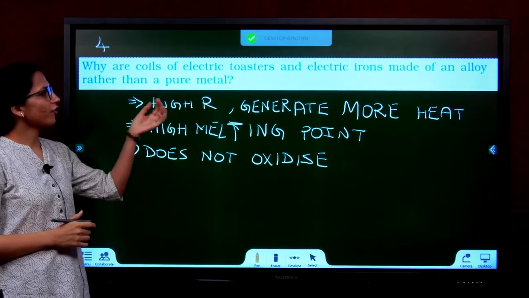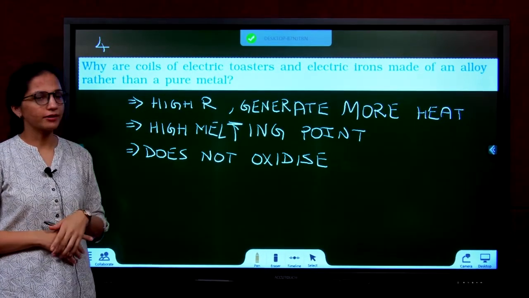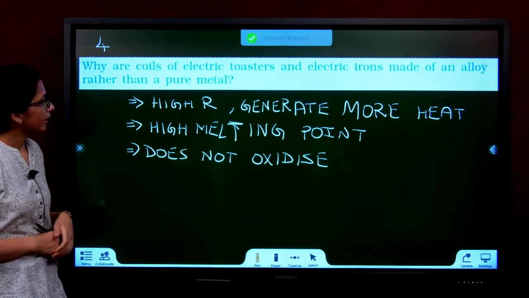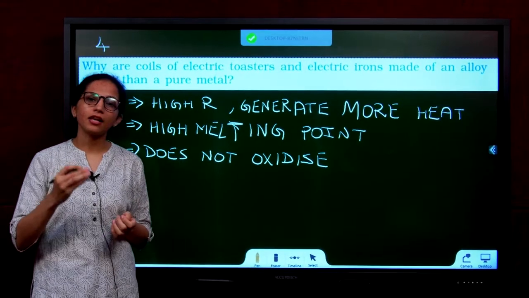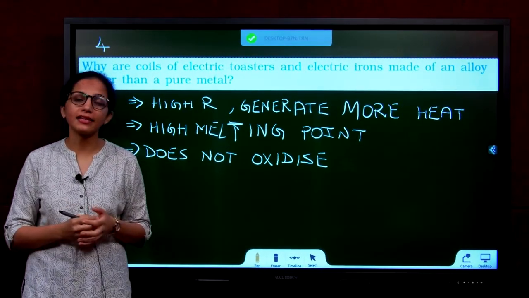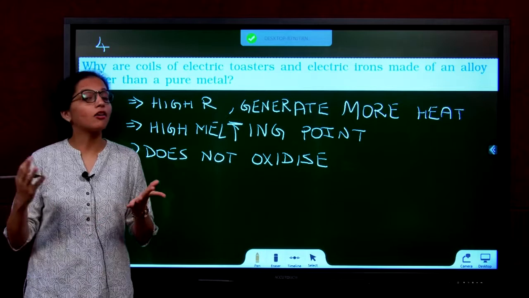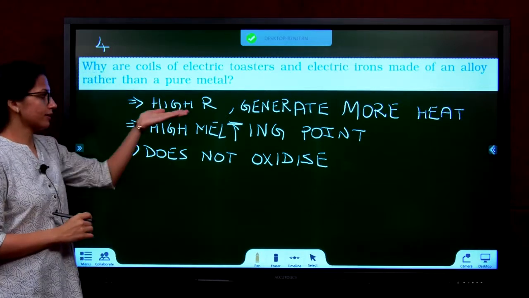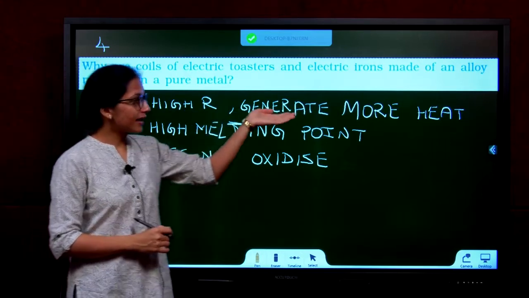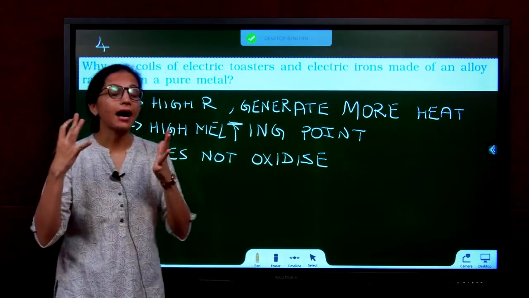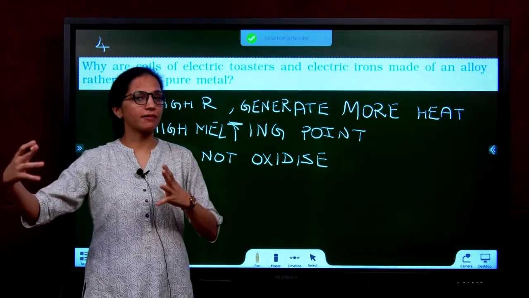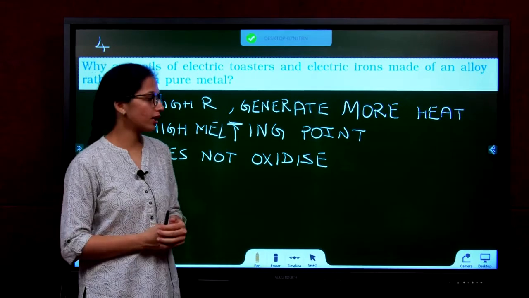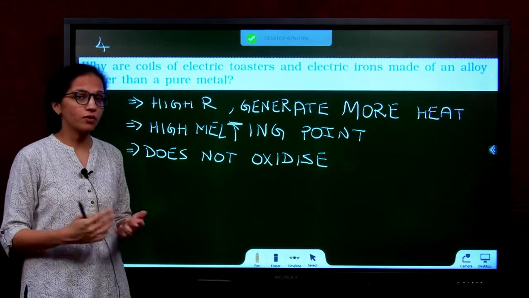Why are coils of an electric toaster and electric iron made of an alloy rather than a pure metal? We just learned that alloys have higher resistance than their constituent metals. So alloys have more resistance than pure metals. Agreed? Yes, because they have higher resistance, they can generate more heat. How heat in specific we will understand much later. But for now understand, more the resistance, more the heat generated. And it is a heating device, so we want more heat.